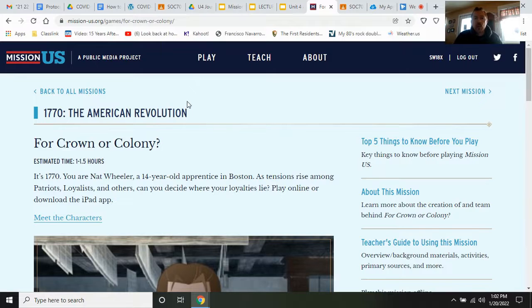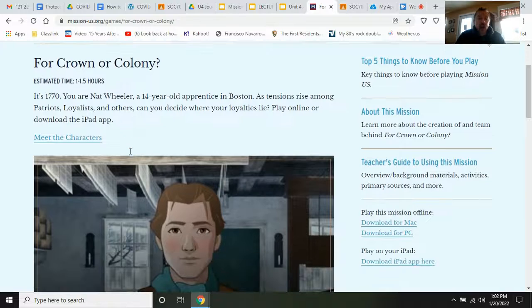Now, if for any reason you end up on the main page for Mission US, be aware that there are other missions. There are missions that have to do with Native Americans. There's a mission on the Underground Railroad, and those might all be interesting, but those aren't the missions that we're playing today. We're playing Crown or Colony. Crown referring to the British, Colony referring to the people of the colonies. So this is kind of like saying, are you going to be a patriot or are you going to be a loyalist?